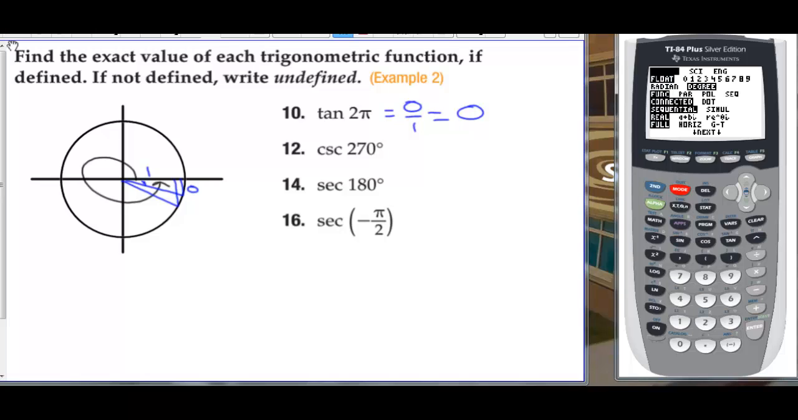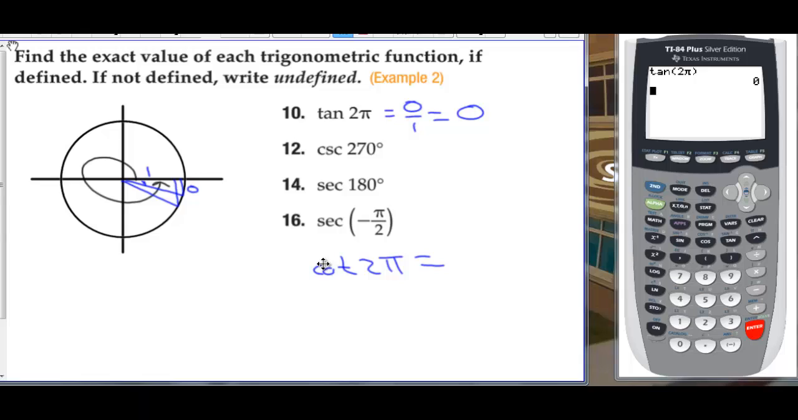Grab your calculators. Mode, we are actually working with radians for this problem. So I'll put my calculator in radians. And like I said, if you have to hit the sine, cosine, or tangent button, radians matters. If you don't hit those buttons, it doesn't matter. All right, so how about the tangent of 2 pi? 0 is 0.